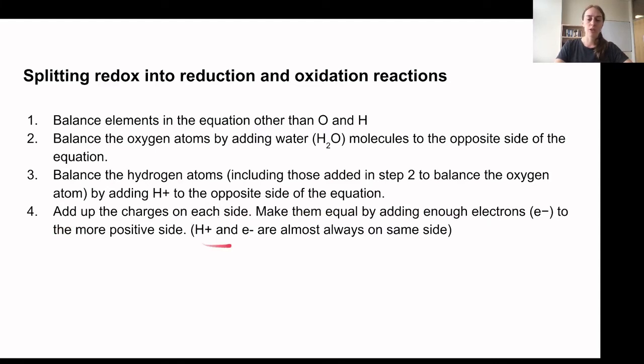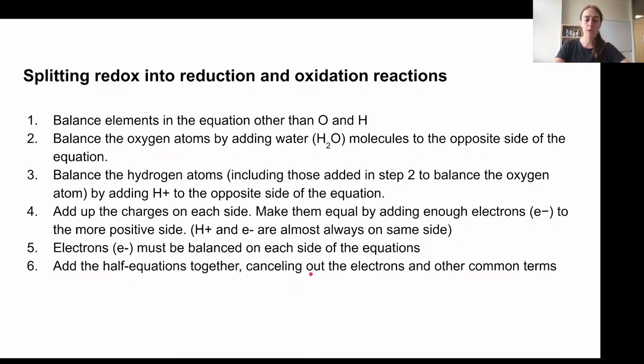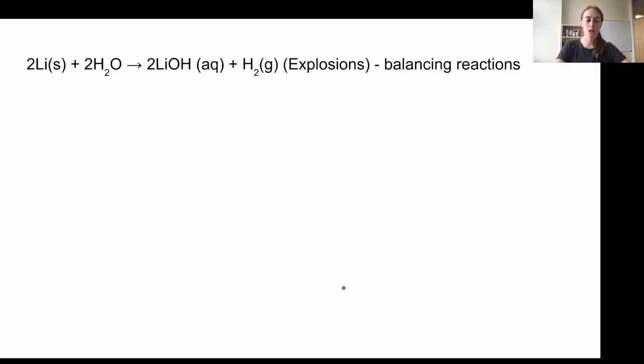And just to note, our hydrogens and our electrons are almost always on the same side of our equations. Keep in mind our electrons must be balanced on each side of the equation. Then we can add these half reactions together and cancel out the electrons and other common terms. That was a lot of steps, and we'll walk through with an example how that works.